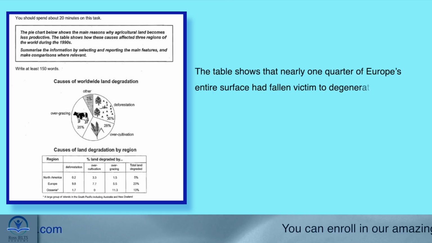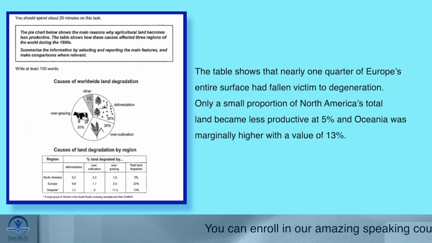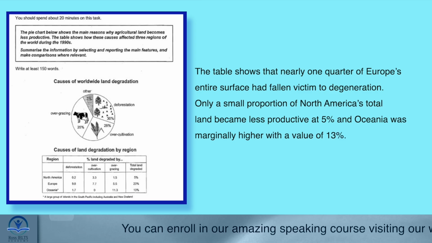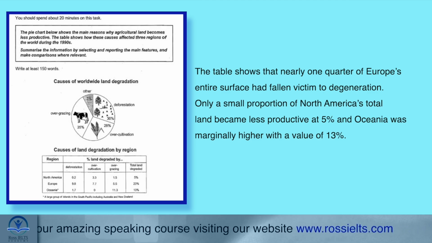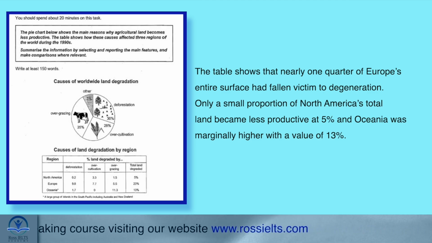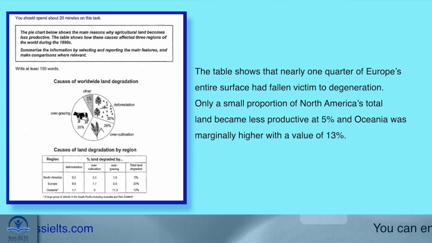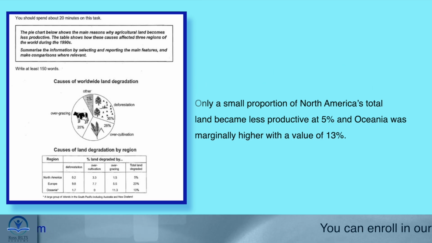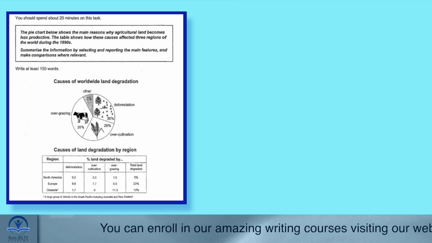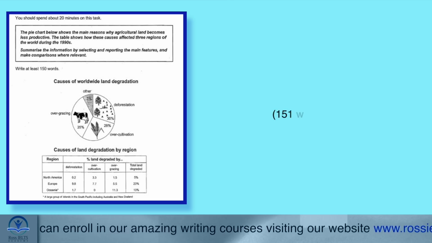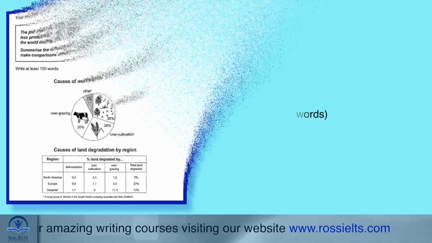The table shows that nearly 1/4 of Europe's entire surface had fallen victim to degeneration. Only a small proportion of North America's total land became less productive at 5%, and Oceania was marginally higher with a value of 13%. And here I have only talked about the table, getting into detail. So generally I had 151 words, the word count.